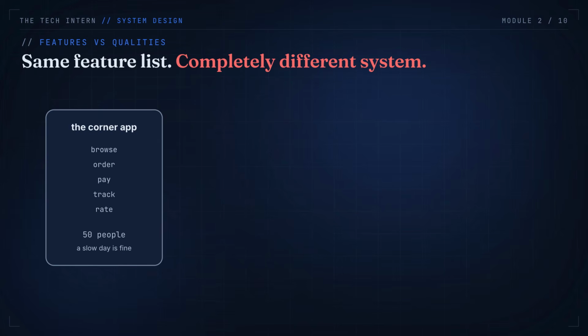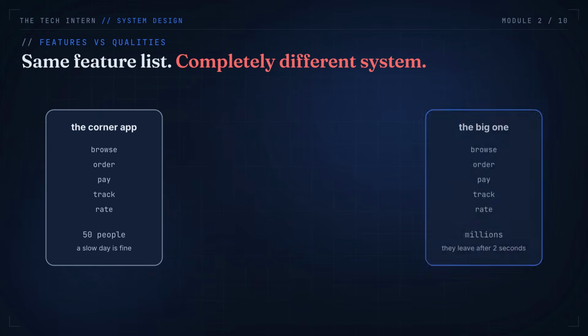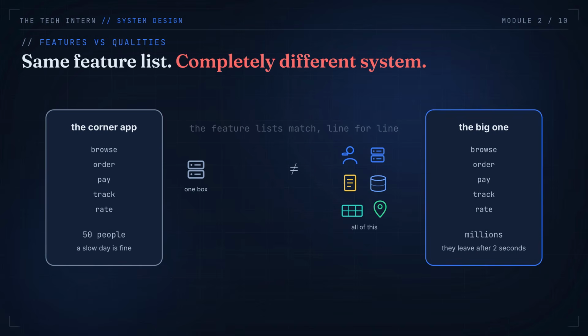Now here's the part that makes this worth stopping for. Take a food app someone builds for their neighborhood and take Swiggy. Write out the feature lists. Browse, order, pay, track, rate. They match almost line for line. The functional requirements are the same. What makes them completely different systems is entirely non-functional. One serves 50 people who'll forgive a slow evening. The other serves millions who leave after 2 seconds.